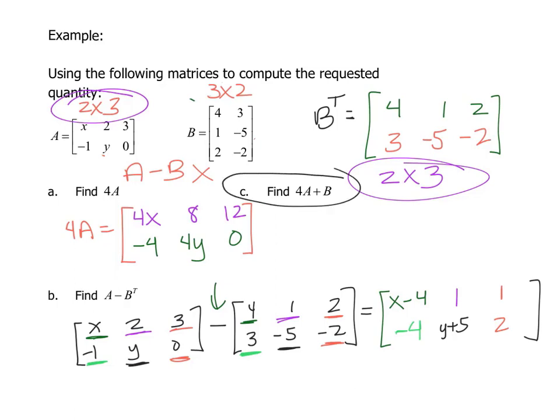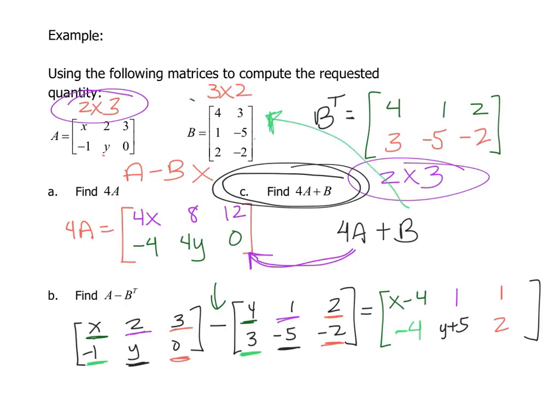Okay, last problem, this problem right here. We want to do 4A plus B. So my matrix 4A, that is right there. And my matrix B, that is that matrix right there. In order to add two matrices, they have to be the same size. 4A is this 2 by 3 matrix. B is this 3 by 2 matrix. Those are not the same size. I cannot add these two matrices.